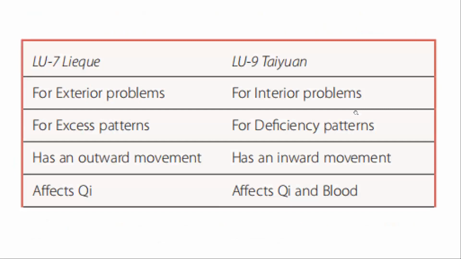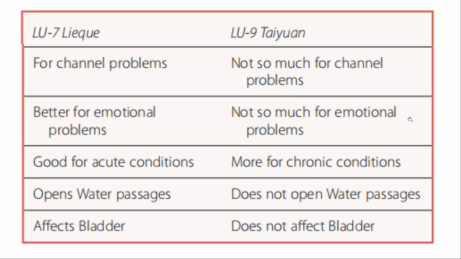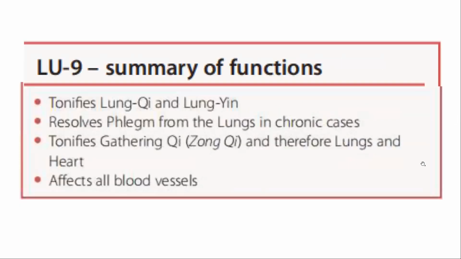For the summary: Lung 7, for exterior problems and excess patterns, has an outward movement and affects qi. Lung 9, for interior problems and deficiency patterns, has an inward movement and affects qi and blood. Lung 7 is for channel problems, better for emotional problems, good for acute conditions, opens water passages, and affects the bladder. Lung 9 is not so much for channel problems, not so much for emotional problems, more for chronic conditions, does not open water passages, and does not affect the bladder.